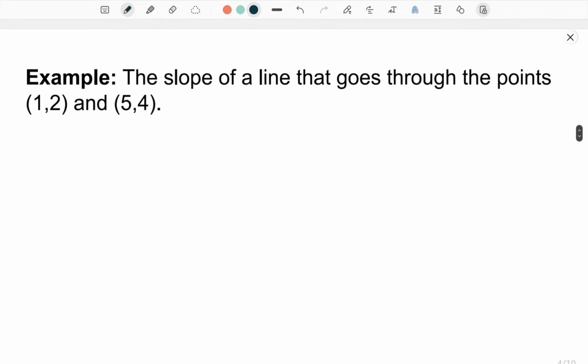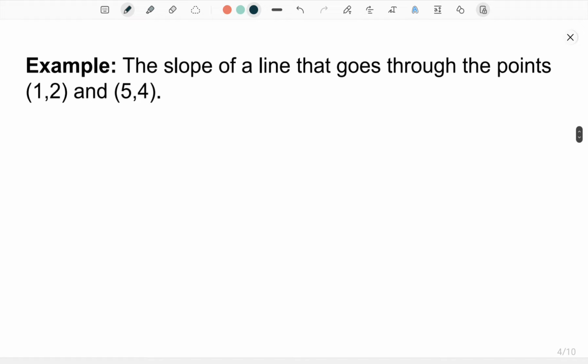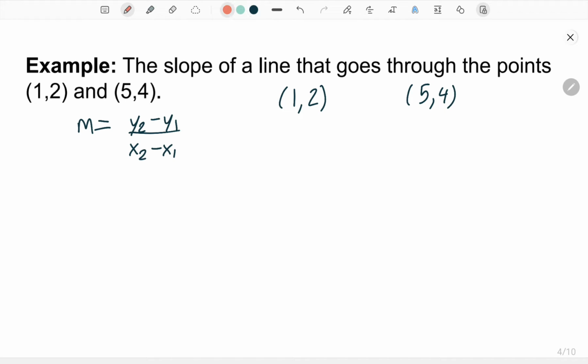So using that, let's determine the slope of a line that goes through the points (1, 2) and (5, 4). Before, you might have graphed it. Now, we don't even need to graph it. We can right away use this formula, y2 minus y1 over x2 minus x1. And off to the side, let's write down our 2 points. So (5, 4) and (1, 2). I will call this point 1, and I will call this point 2.